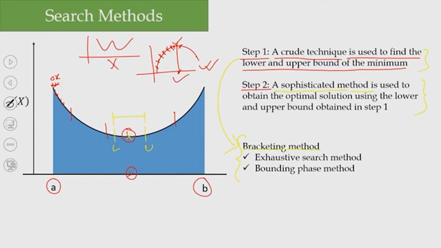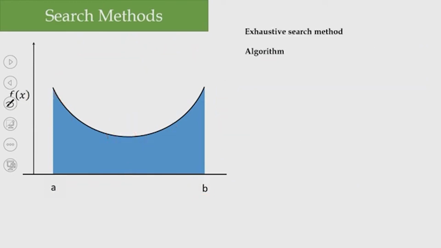Here we will discuss two methods. One is the exhaustive search method and the other one is the bounding phase method. We will apply these two algorithms to bracket the optima. So, let us discuss these algorithms. The first algorithm, as I said, is the exhaustive search method.